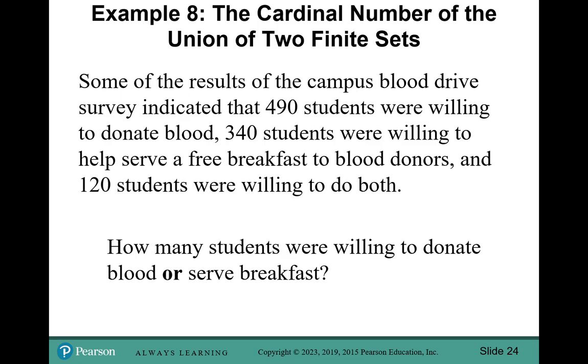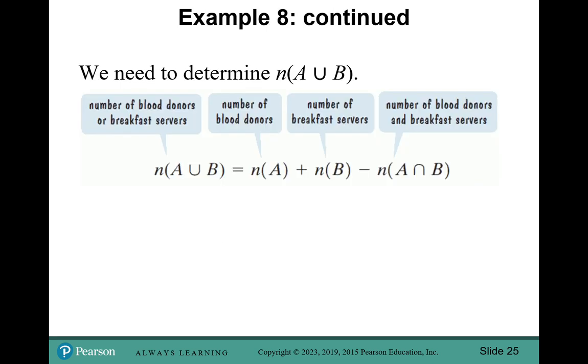Okay, so we need to determine the cardinality of A union B. We need to look at the number of blood donors or breakfast donors. So we're going to look at the cardinality of blood donors or breakfast servers. And we could break that down with that formula we had. It equals the number of blood donors plus the number of breakfast servers minus the number of blood donors and breakfast servers. Basically the repeats there.